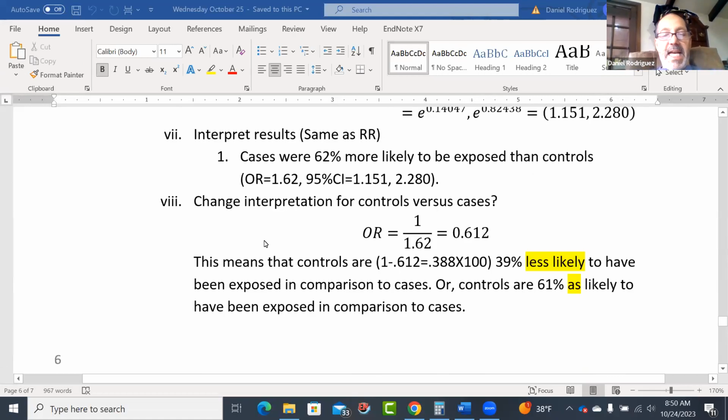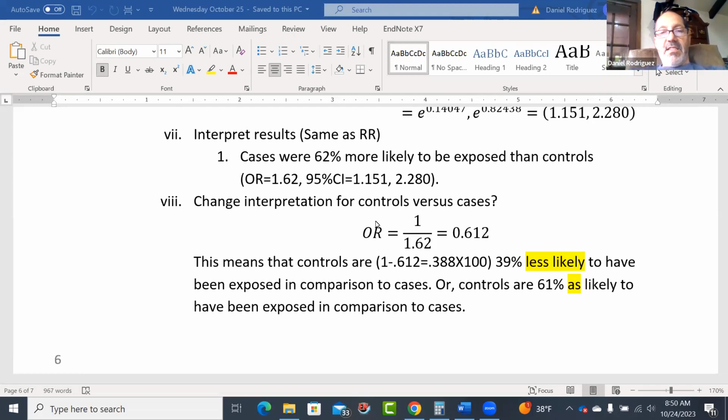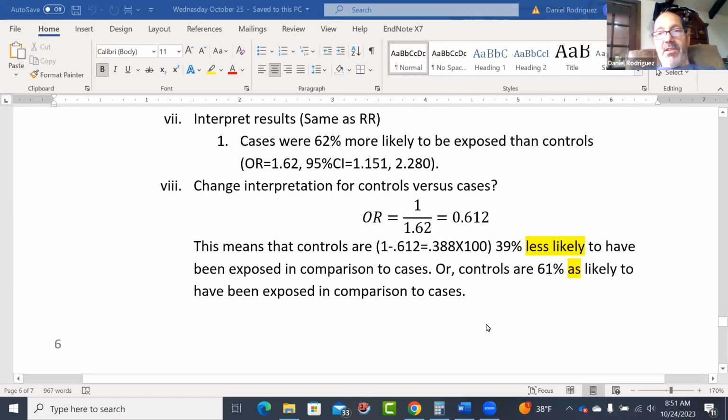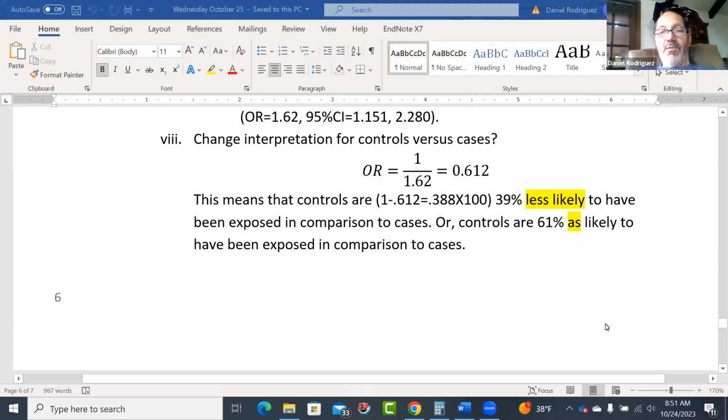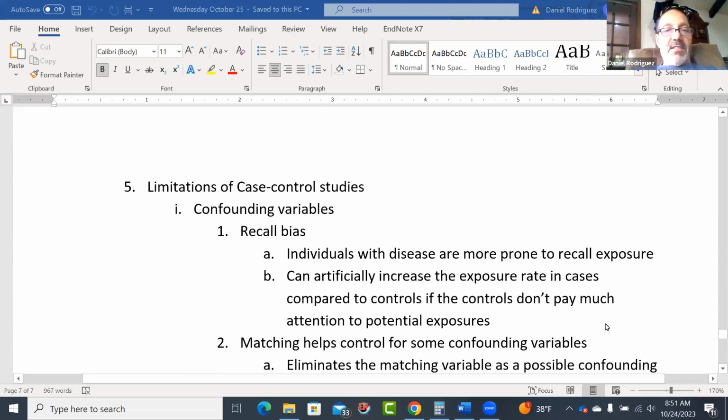What if we were looking at the odds ratio for controls versus cases? Well, you can just take the reciprocal of that. 1 divided by 1.62 is 0.612. How would I interpret that then? We could say that controls are, well, 1 minus 0.612, 39% less likely to have been exposed in comparison to cases. Or if you want, you can just read it directly: controls are 61% as likely to have been exposed in comparison to cases. Get to know that because you need to interpret these for people, for the average Joe, as they say.